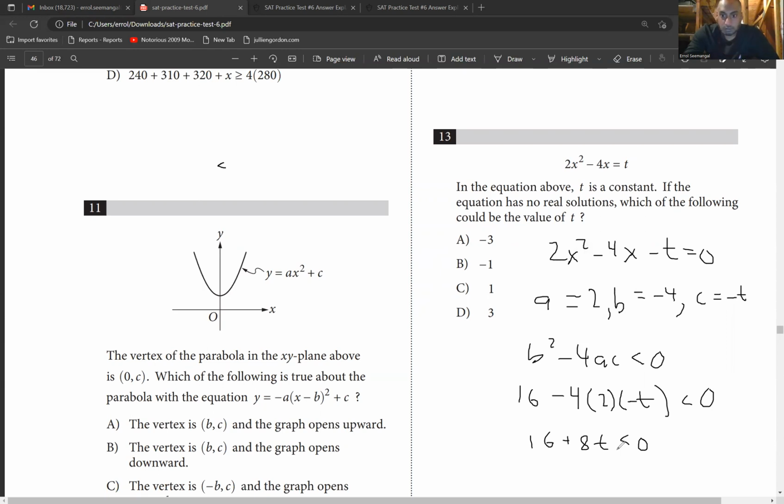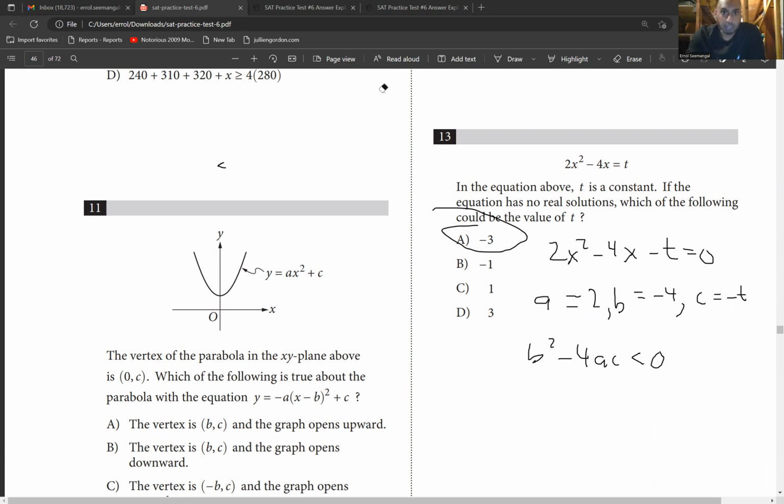So that means that 8t is less than -16, which means that t is less than -2. Which one is t less than -2? -3. Yeah. So I wonder why, if we plugged in the -3 the first way we did it, we didn't get a negative number. Oh, I know why. We could have done it either way. I think I made a computational error right here. We should get the same answer.